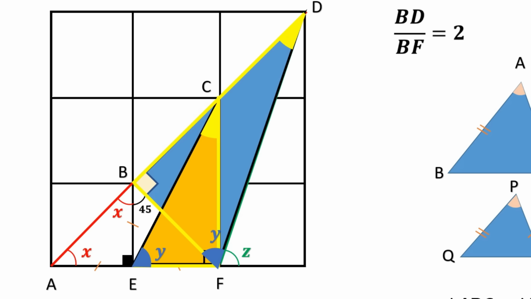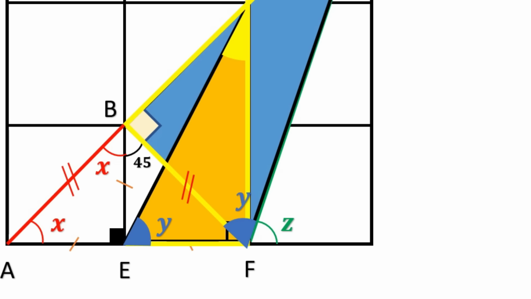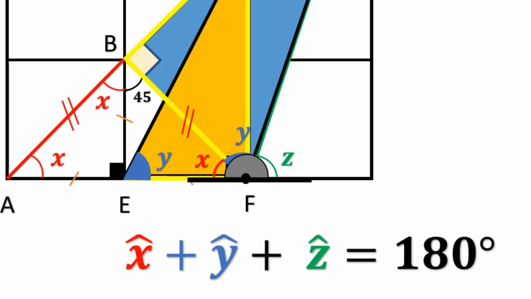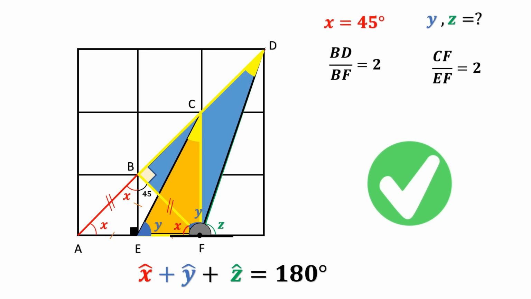There's one last idea. The diagonals of the small squares, like AB and BF, are the same length. So the angle that BF makes with the horizontal line is also 45 degrees, the same as angle x. And now, look at the horizontal base of the diagram. Angles x, y, and z all lie along one straight line. And on a straight line, the angles always add up to 180 degrees. So the sum of the angles is 180 degrees. That's it. So simple and so elegant.